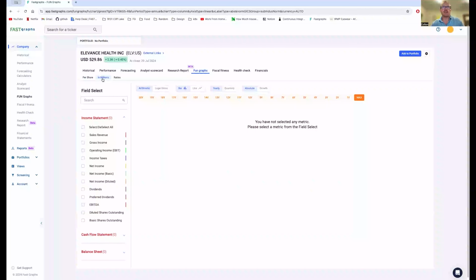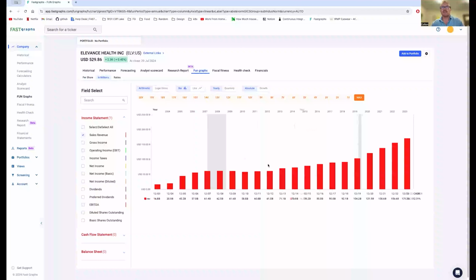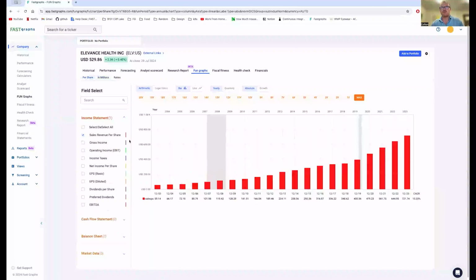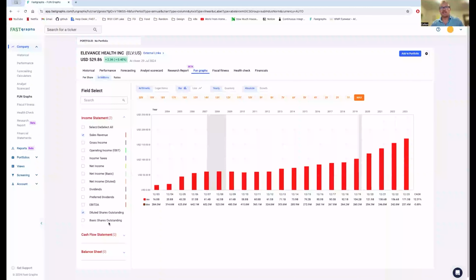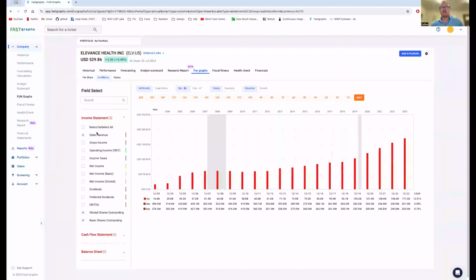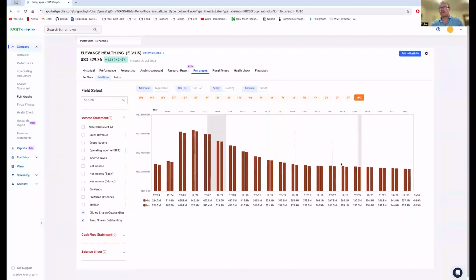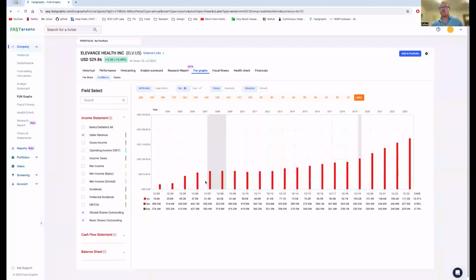We have per share, we have in millions data. So notice that this is sales revenue in millions. If I go to per share, this is now going to show me sales per share. I can come here and see the shares outstanding as well. That's being blown out by the sales. So shares outstanding is dropping, and that would affect how sales per share is growing, right?